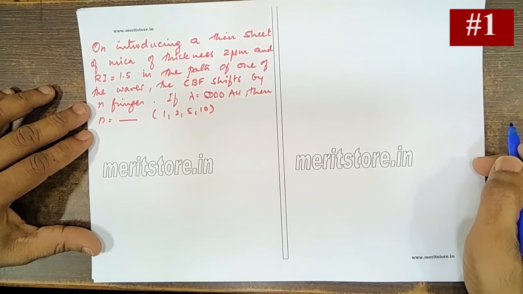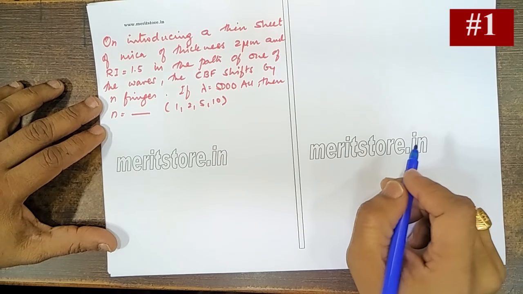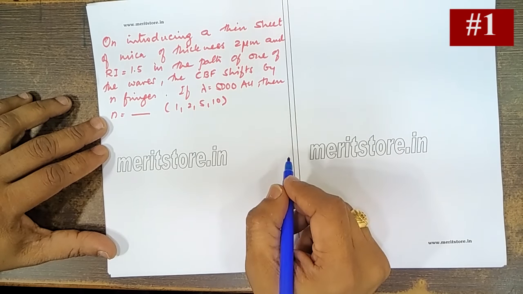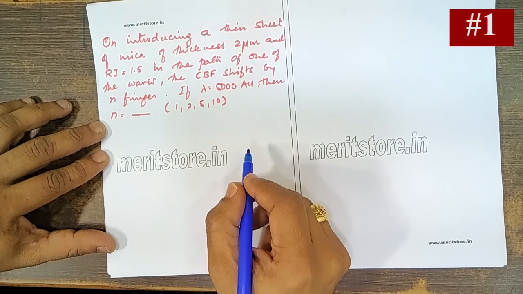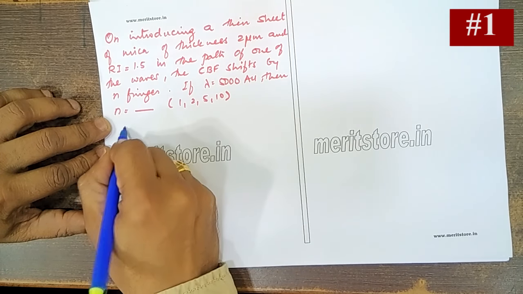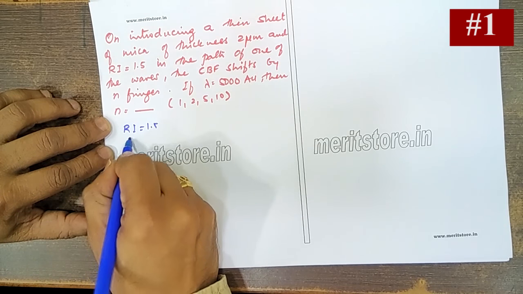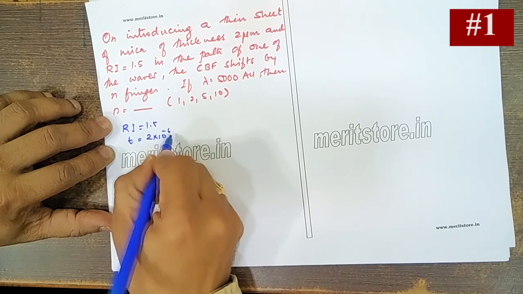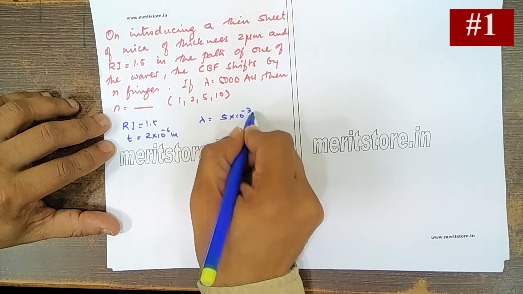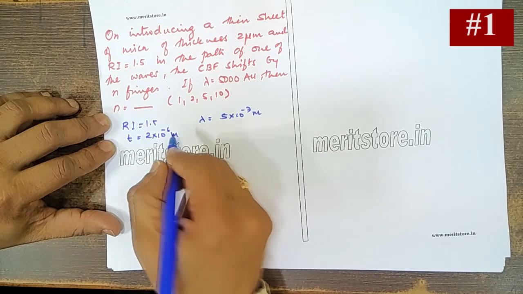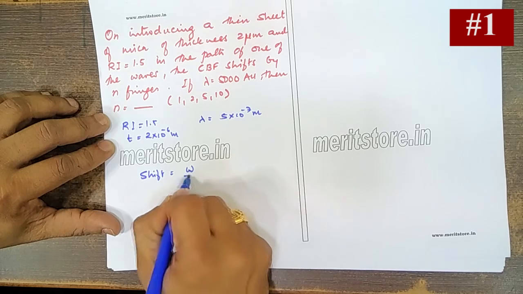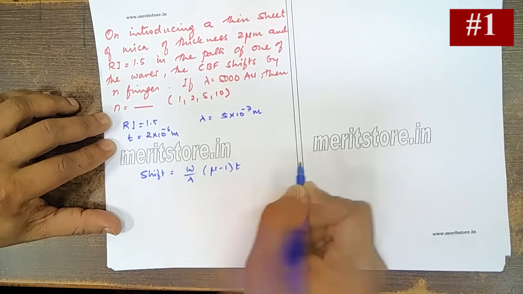On introducing a thin sheet of mica of thickness 2 micrometer and refractive index 1.5 in the path of one of the waves, the CBF shifts by n fringes. If the wavelength is 5000 angstrom, then n is equal to dash. So I have refractive index as 1.5, thickness t is 2 into 10 raised to minus 6 meters, wavelength lambda is 5 into 10 raised to minus 7 meters. Then the shift is given by the formula. Shift is equal to W by lambda into (mu minus 1) into thickness.